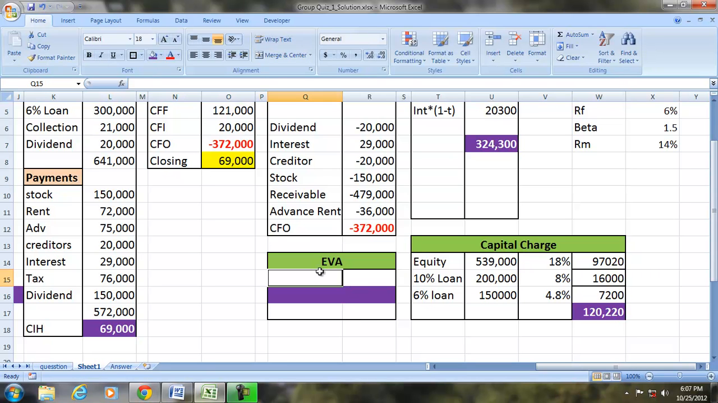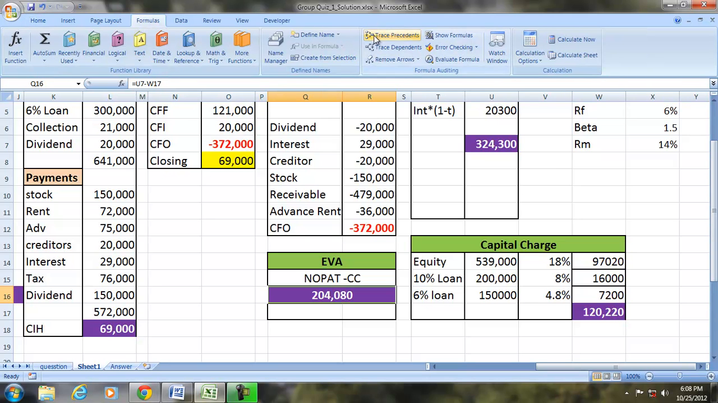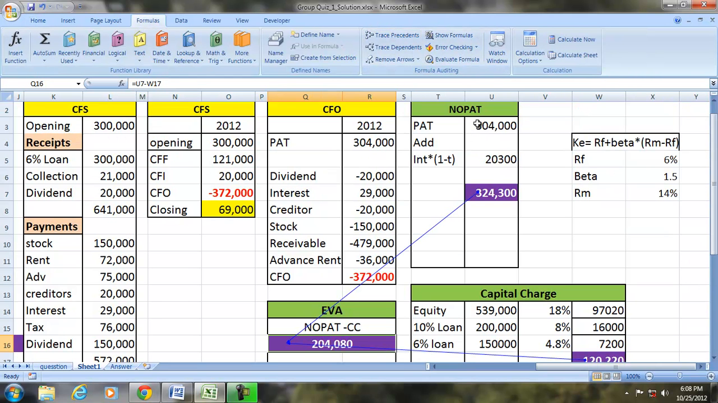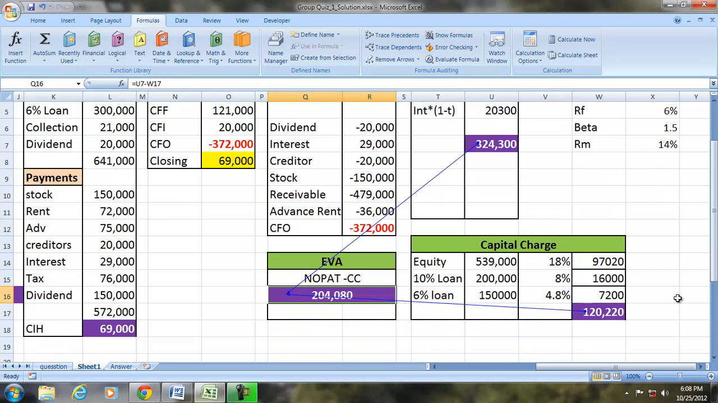Economic value added, we know, is NOPAT minus the capital charge. So EVA is equal to NOPAT, which is 324,300, minus the capital charge, which is 120,220. So EVA is equal to 204,080. EVA has been calculated by adjusting the PAT with the post-tax interest and deducting the capital charge from the NOPAT. So EVA is 204,080.